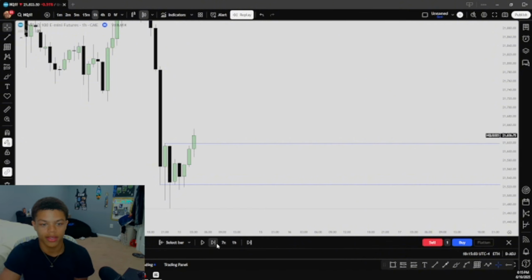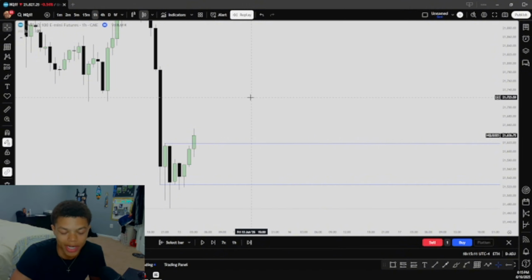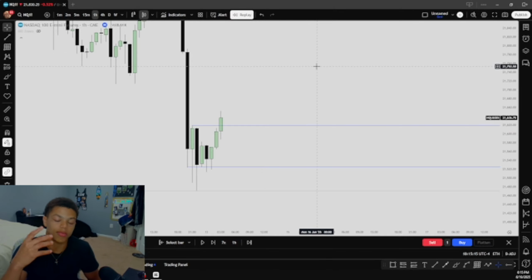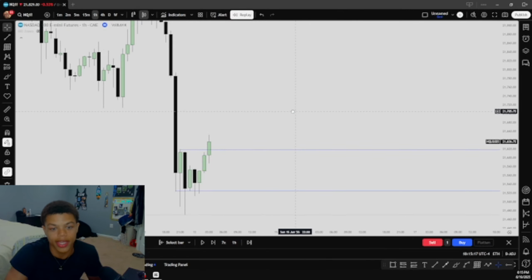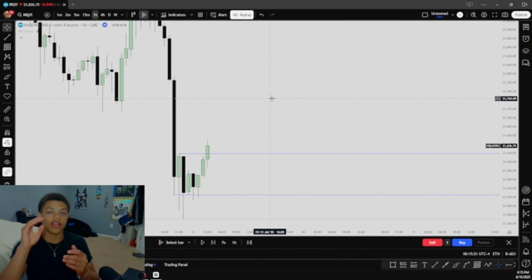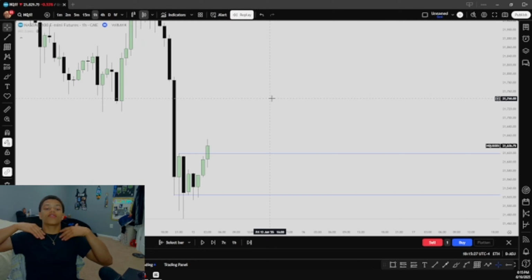Just wait. Oh. Hold up. Did we cut? Alright, so this would be a break of structure. Since we closed above this previous high, we now consider this a break of structure, okay? And now we can expect higher highs and higher lows. We're not looking for just a wick above it. We're not looking for it to close right below it. We're looking for a candlestick to close above the line.